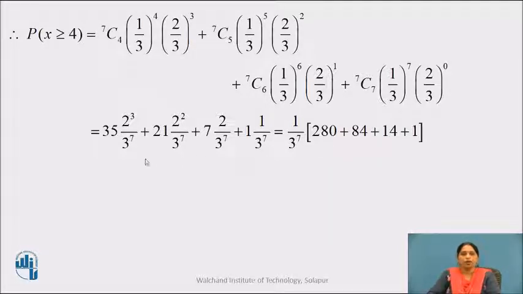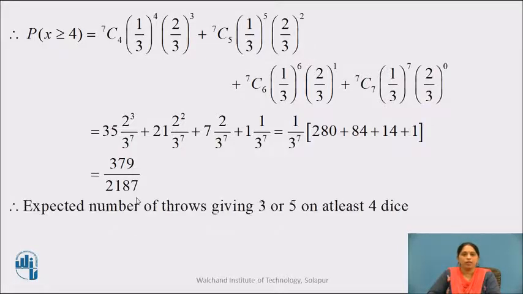Now if you observe, all the four terms involve the denominator 3 raised to 7. It can be taken outside the bracket as common. So we can write it as 1 upon 3 raised to 7 into the bracket 280 plus 84 plus 14 plus 1, which gives us the value as 379 upon 2187.